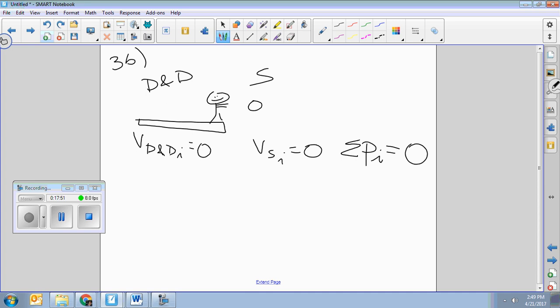Action, reaction. He pushes the stone forward, the stone pushes him backwards, they're going to slide apart. What kind of problem is this? I've already given it away. Conservation of momentum, right? Okay? So I should be thinking that my total momentum before the dude throws the stone has got to equal the total momentum after the dude throws the stone.